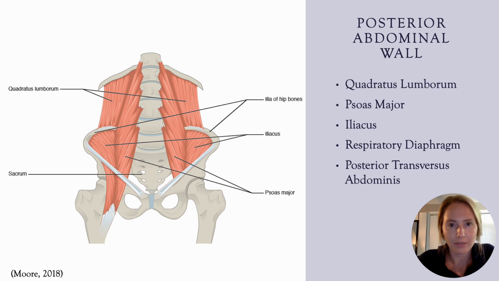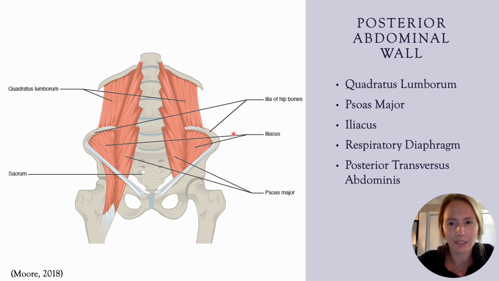So our last slide, we looked at the anterolateral abdominal wall. Now we're going to look more at the posterior abdominal wall. These muscles are all still very important for our pressure management system, and also just our overall postural strength and functionality of our pelvic floor, because as you can see, they all attach very much down into the pelvis.